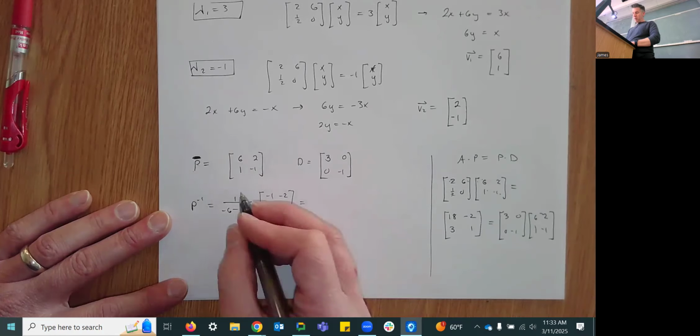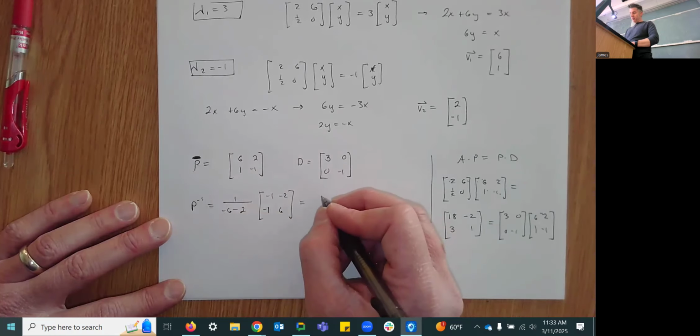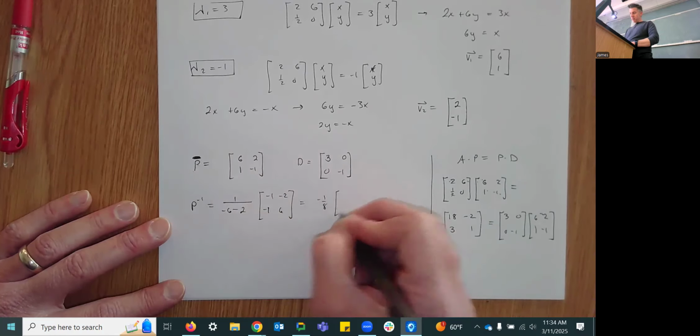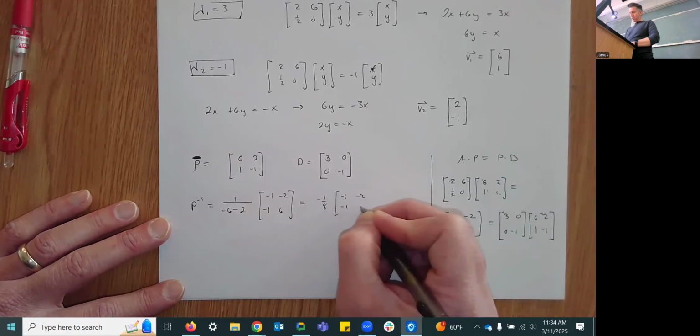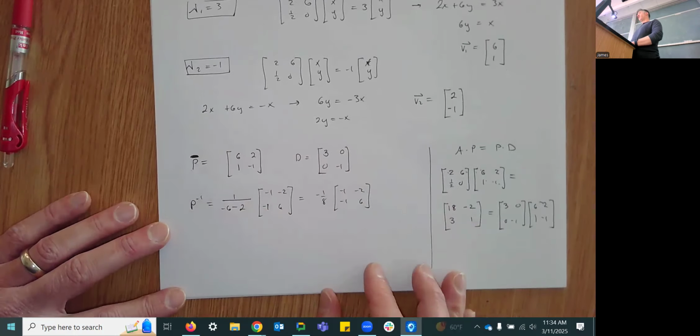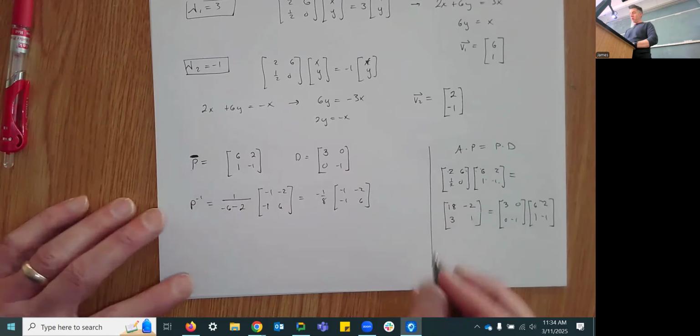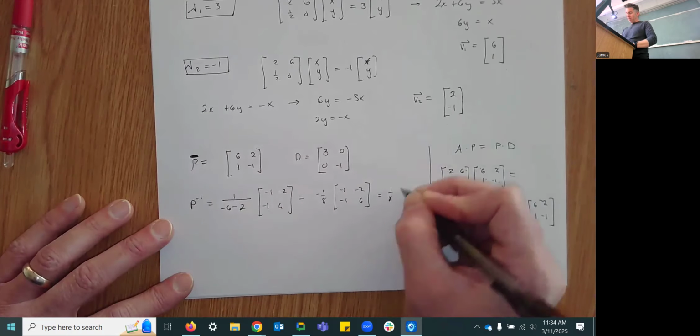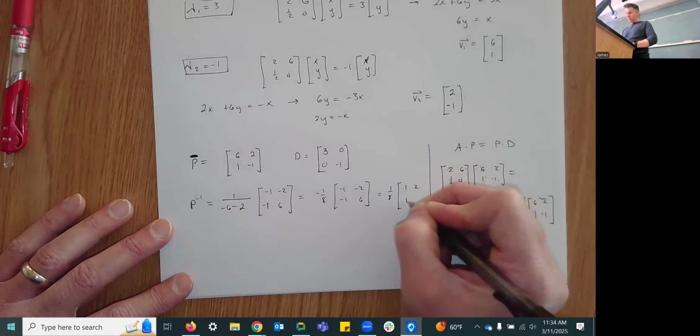So that's going to be 1 over -8, times the matrix -1, -2, -1, and 6. Often when I have a negative coefficient, I do like to distribute the negativeness to it and say that's going to be 1/8 times the matrix 1, 2, 1, -6.